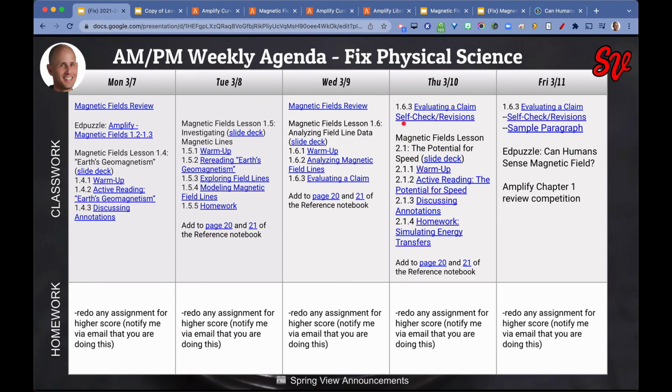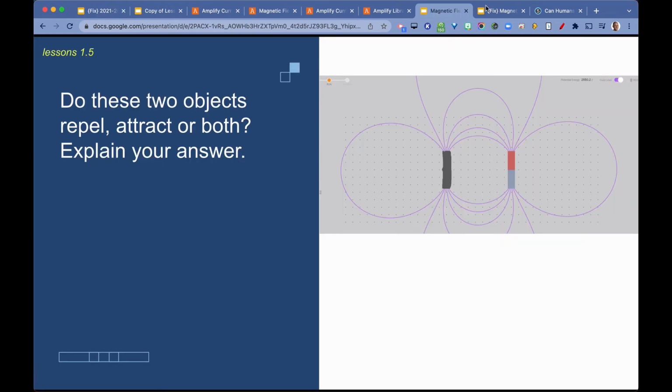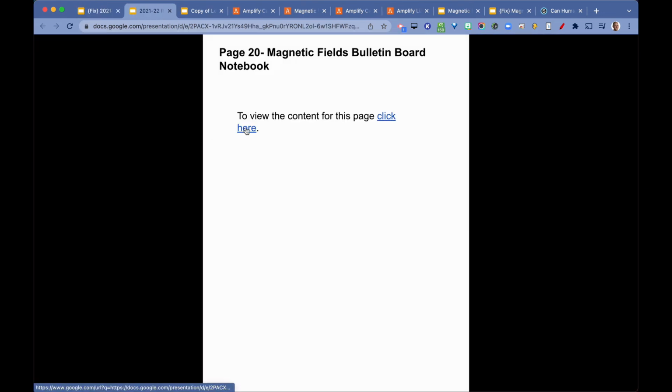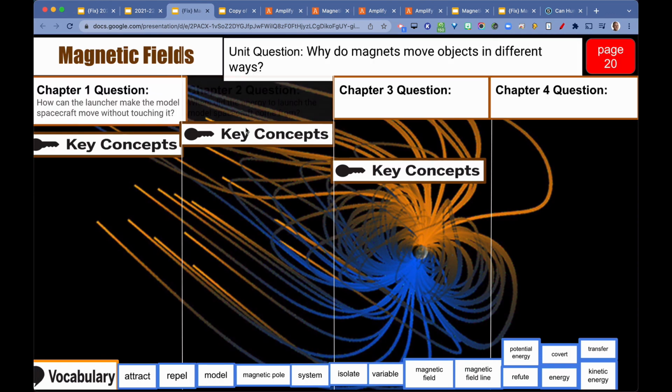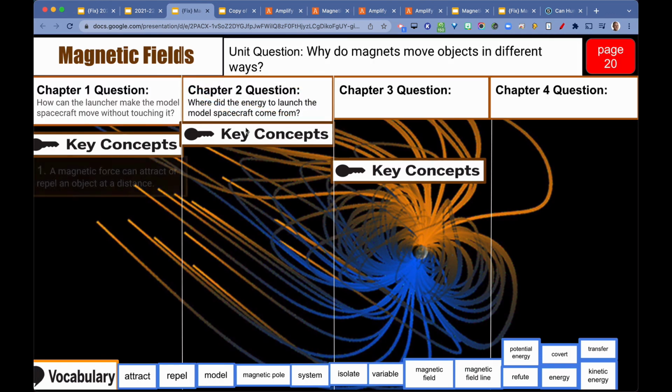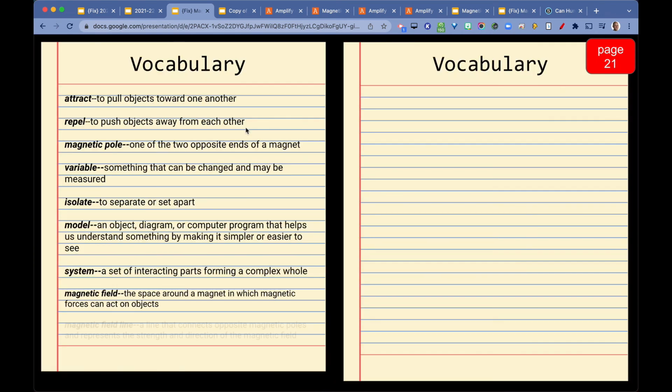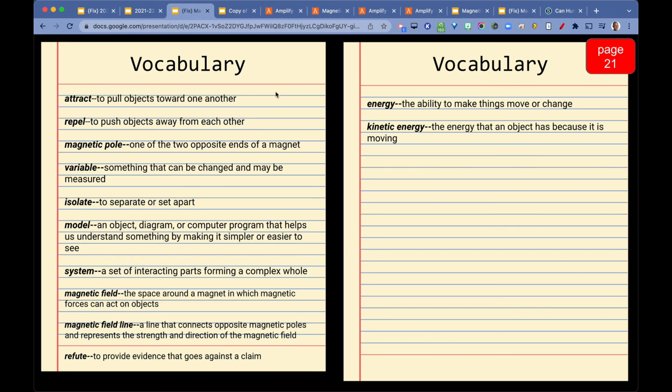Then on Thursday we did lesson 2.1, an introduction to a new topic, and they added some information to the reference notebook. Let's take a look at the reference notebook. From here they go to a link to it. They have all their questions for each chapter, the key concepts for each chapter, and also the vocabulary words. We're up to kinetic energy for the vocabulary terms.